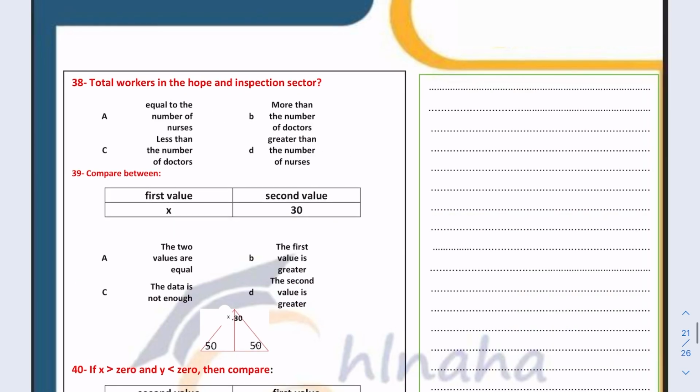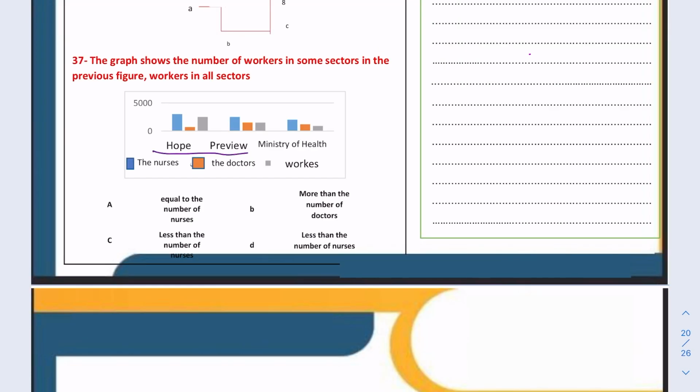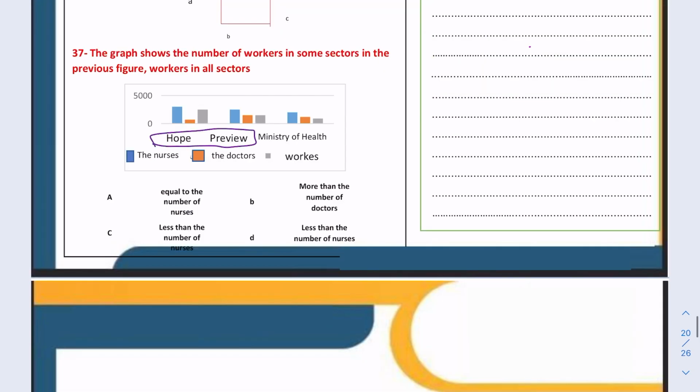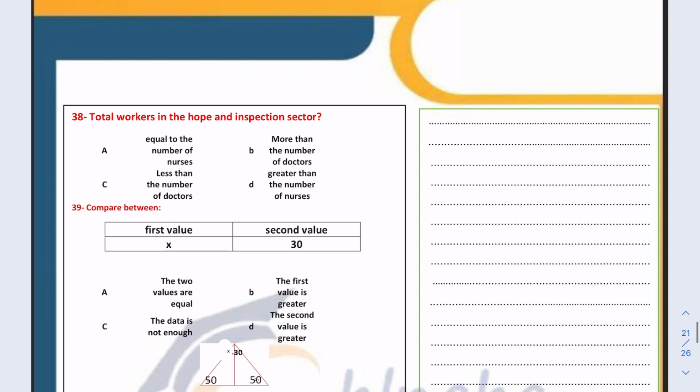The total workers in the hope and inspection sector, maybe this is called inspection or preview. We need to find the total number of the workers here and here. Maybe here the workers in the two sections will be greater than the doctors or less than the nurse. More than the doctors, greater than the nurse, less than the doctors, equal to the nurse. It is not equal to the nurse or greater than the nurse, but it will be more than the doctors.